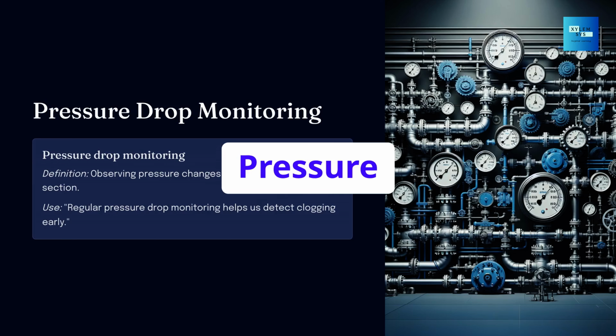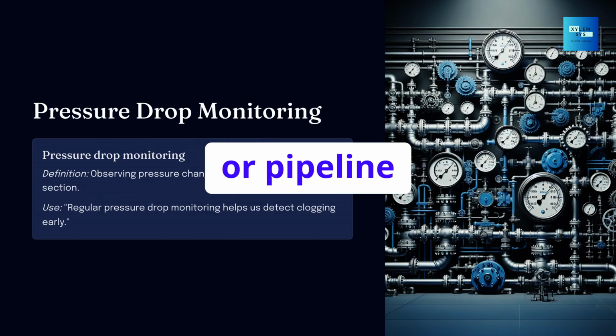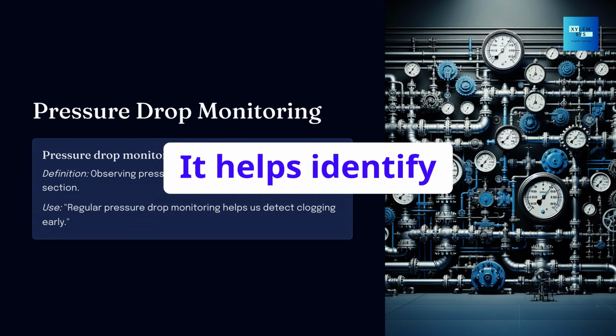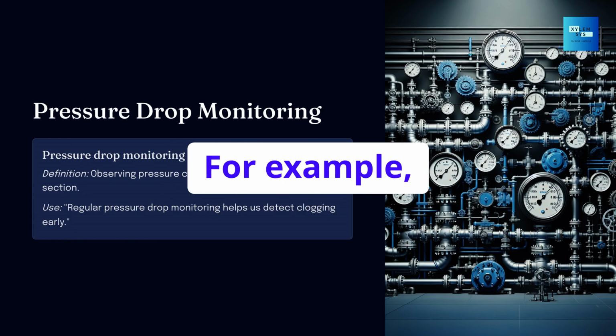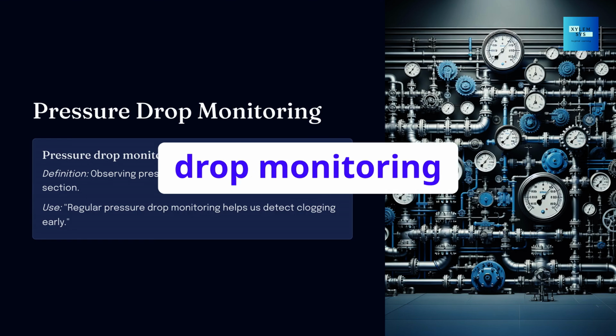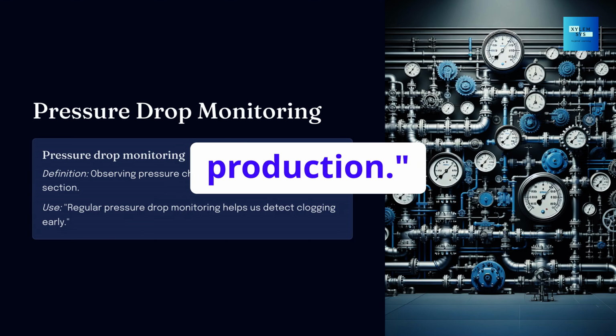2. Pressure drop monitoring. Pressure drop monitoring is the process of tracking pressure changes across a valve or pipeline section. It helps identify clogs, blockages, or wear in the system. For example, regular pressure drop monitoring helps us detect clogging early, allowing maintenance before it impacts production.